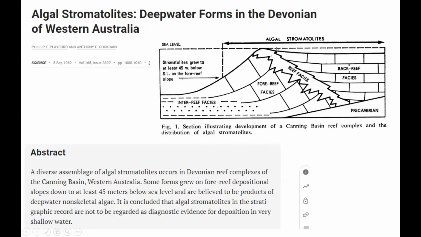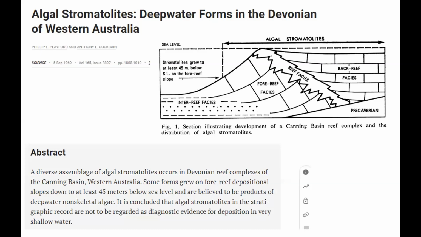Meanwhile, Phil Playford was publishing on this reef in the Devonian in Australia, and it's just stromatolitic reef. Now, there's no way that that can be intertidal. I mean, it's a great reef structure. It's tens of meters thick and so on, and it's between lagoonal sediments and deeper marine sediments. So clearly there's a bit more to it.